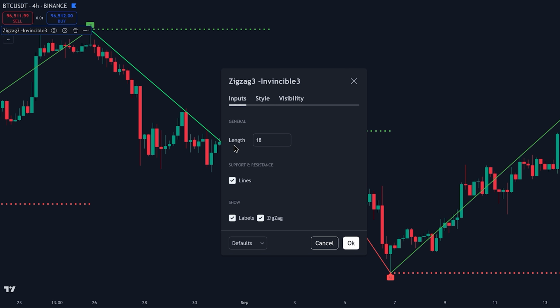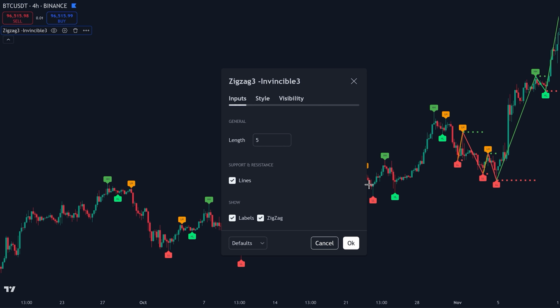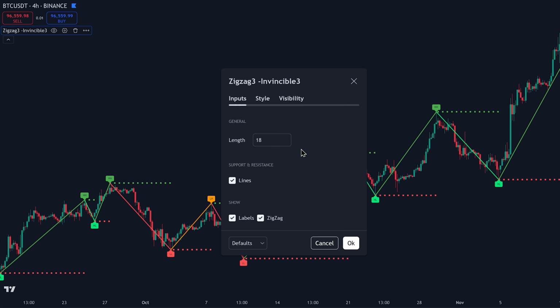First, the length setting. This controls how sensitive the indicator is to price changes. A smaller number, like 5, makes the indicator very reactive, showing almost every small movement in price. This is great if you're looking for short-term trends or quick trades. A medium number, like 18, focuses on more significant price moves, balancing between short-term and long-term trends. It filters out smaller noise and gives you a clearer picture of key turning points.